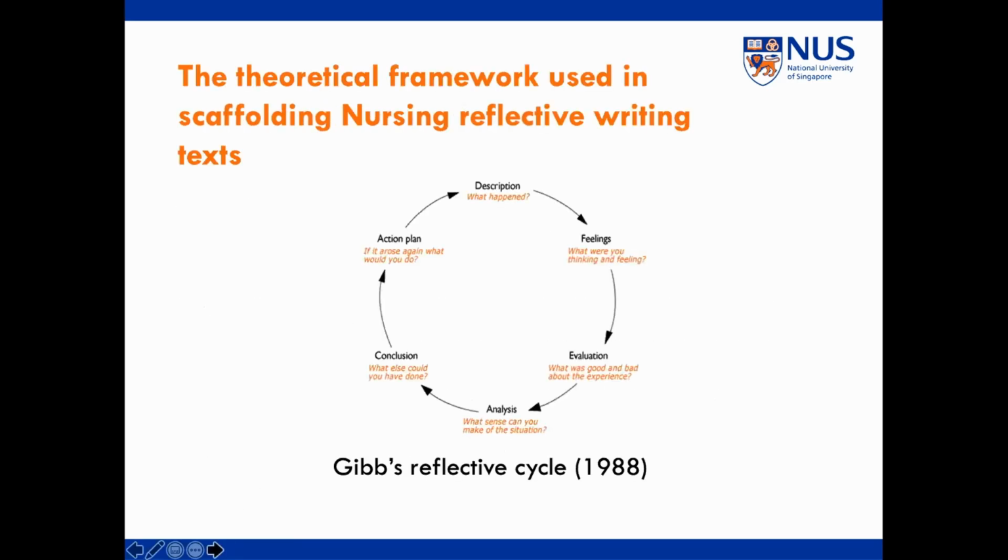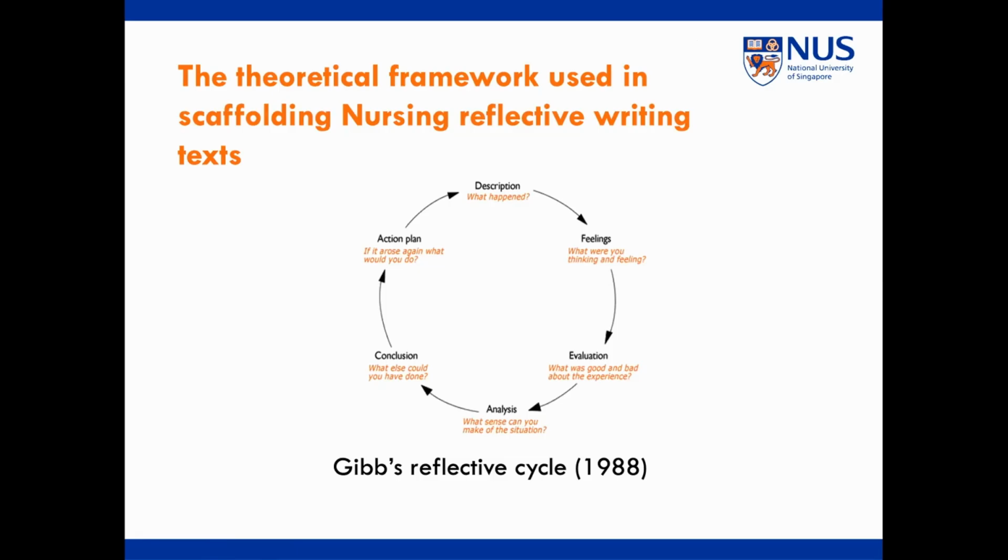Now, at that time, the lecturers had given the students Gibbs' reflective cycle. I'm sure many of you have seen it. A series of steps: descriptive, what happened, what were you thinking and feeling; evaluation, what was good or bad; analysis, what sense can you make of the situation; conclusion, what else could you have done; an action plan, if it arose, what would you do again? So by the time it gets to analysis, it's becoming more and more complex, right?